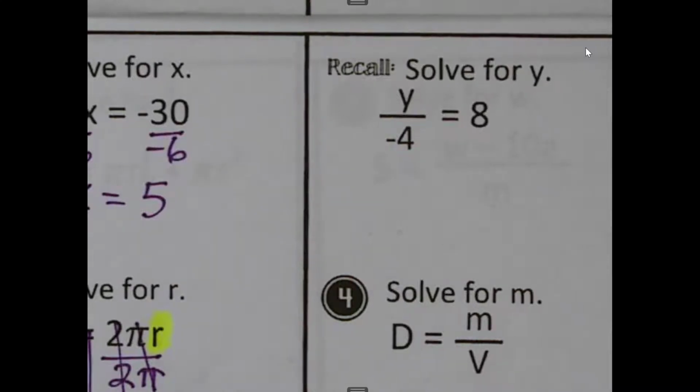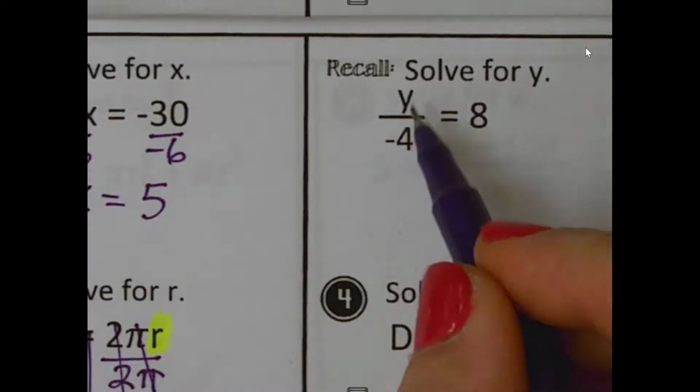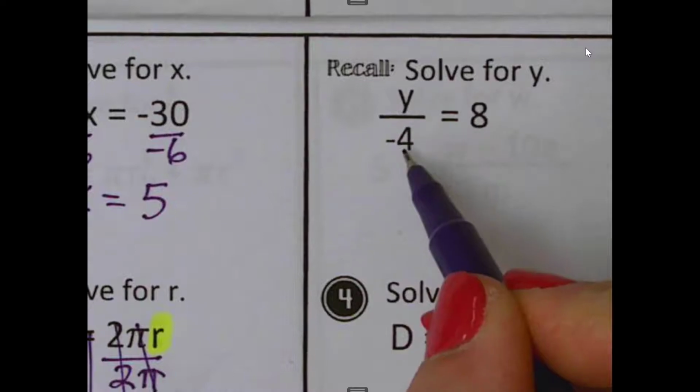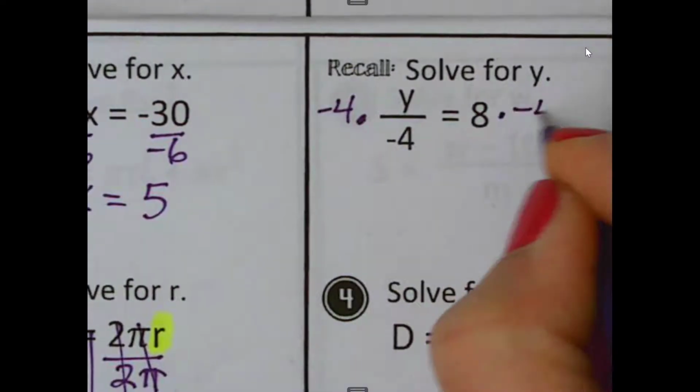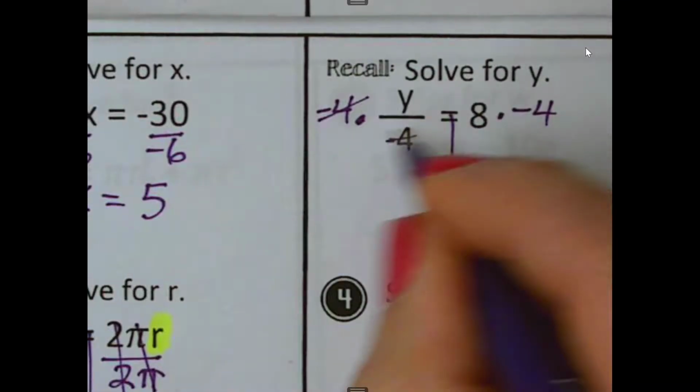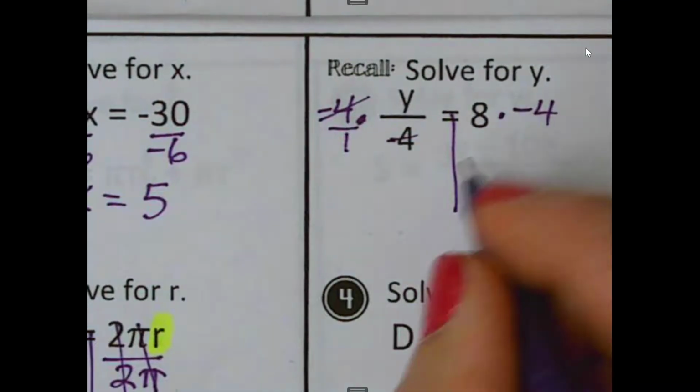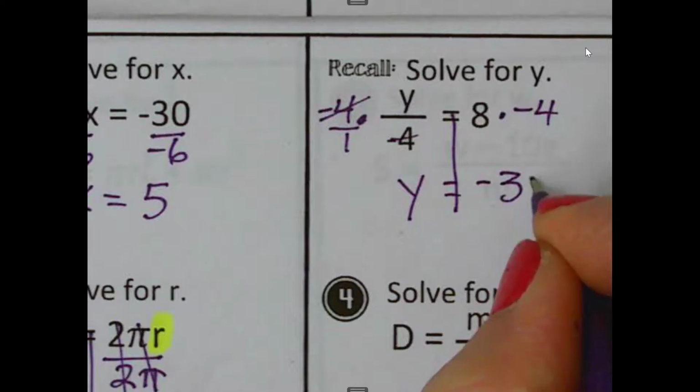Last one-step example, we're solving for y. This is indicating y divided by -4. We'll multiply both sides by -4. 8 times -4 is -32.